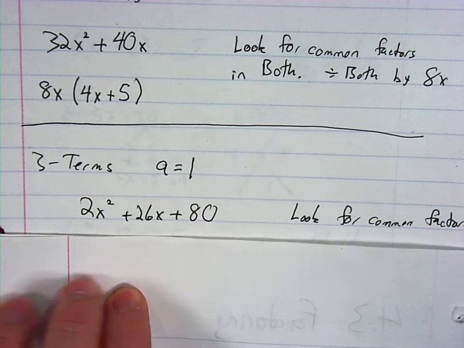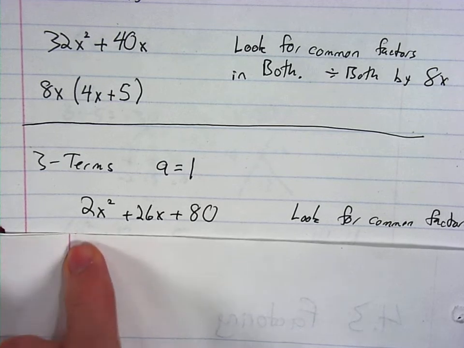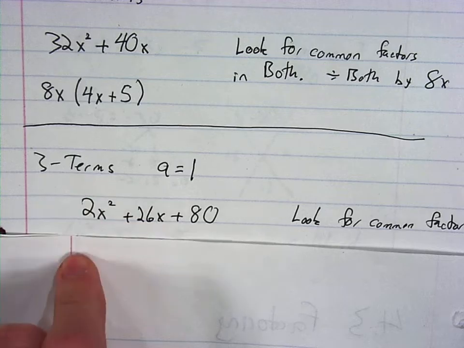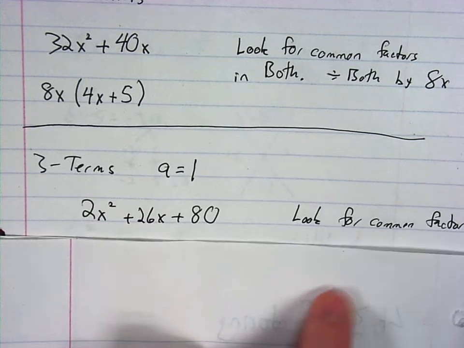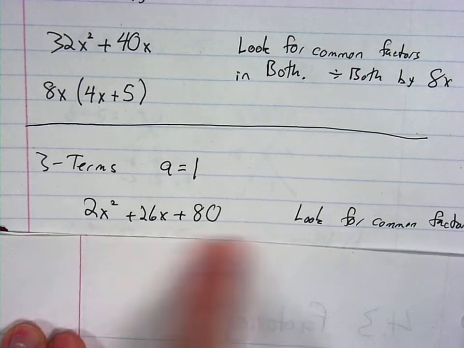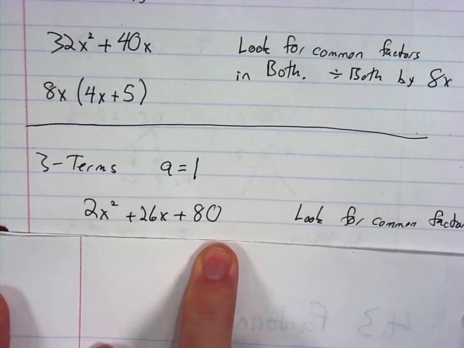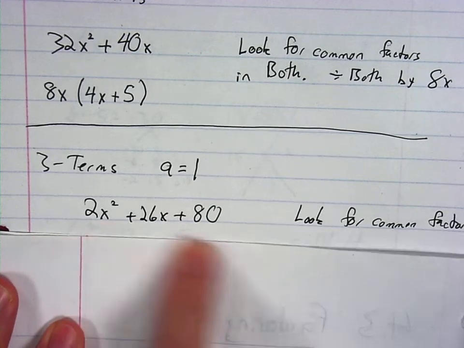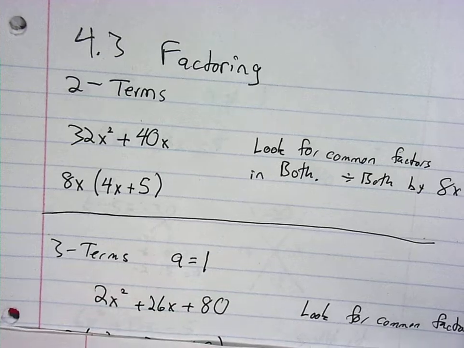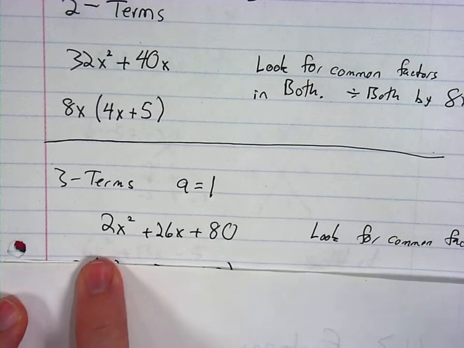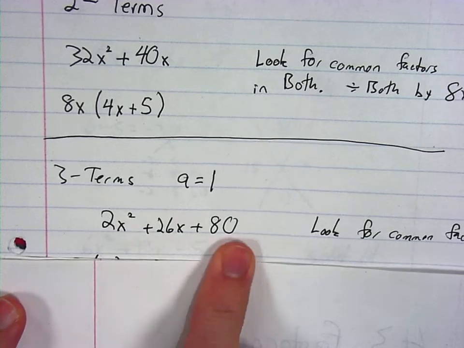Okay? 2x squared plus 26x plus 80. I know I had a equals 1 up here, but down here it's not. Well, step 1 is always look for common factors. These are all even. I can divide all of them by 2. It's important that you can divide all of them. It's not like up here when we had two things, we just had to look at the first two because there was only two things. It's not just two things anymore. You have to be able to pull that 2 out of all three things.